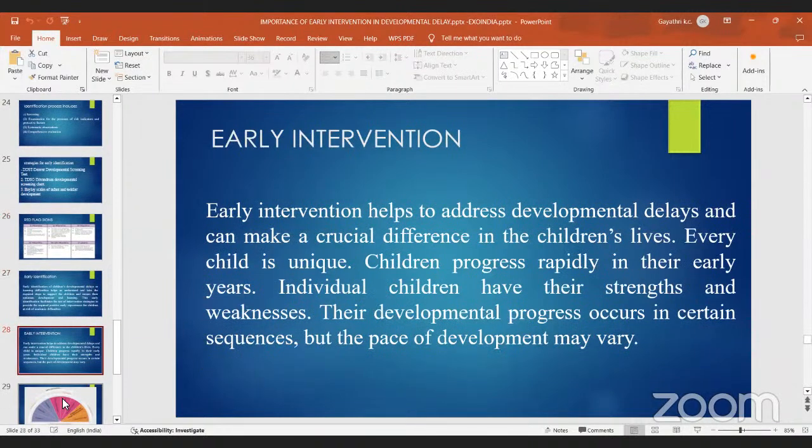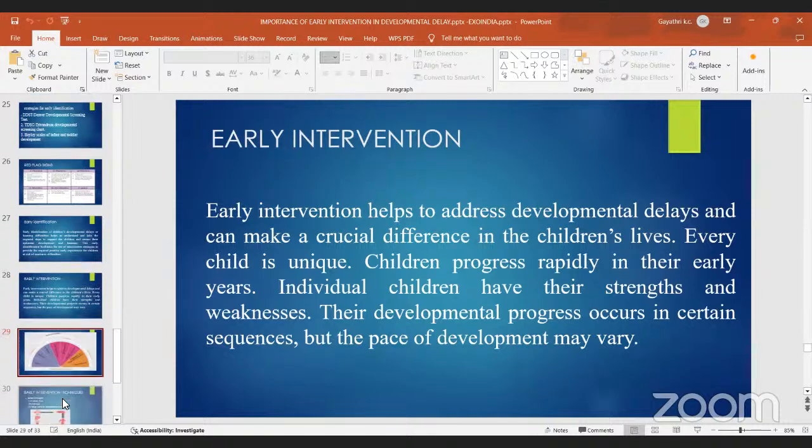Next is the early intervention program. Early intervention helps to address developmental delay and can make a crucial difference in the children's life. Every child is unique. Children progress rapidly in their early years. Individual children have their strengths and weaknesses. Their developmental progress occurs in a certain sequence, but the pace of the development may vary. The techniques we use in early intervention won't be the same for every child. It will differ from child to child.